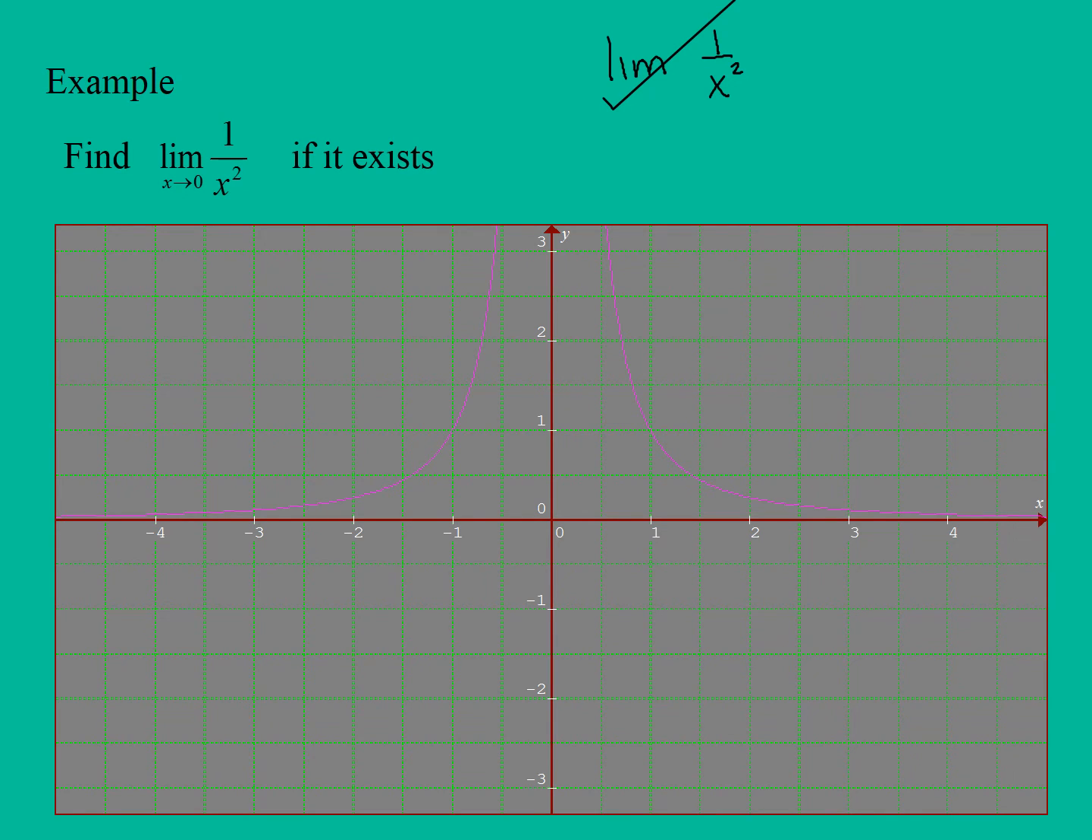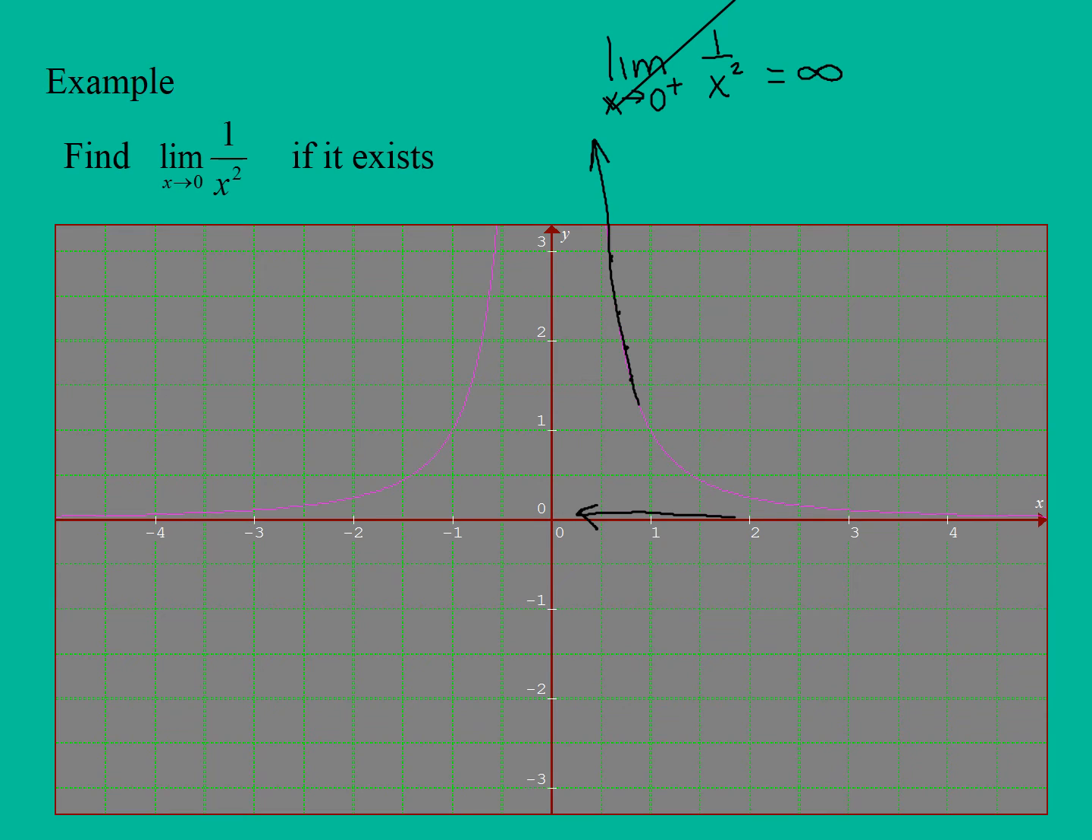So first of all, let's look at the limit of 1 over x squared as x approaches 0 from the right. Now, if we look at values of x approaching 0 from the right, what's happening with the corresponding y values? Well, we can see they're moving up the graph like this, and it appears they're heading off to infinity. Now, I am going to write that this equals infinity.